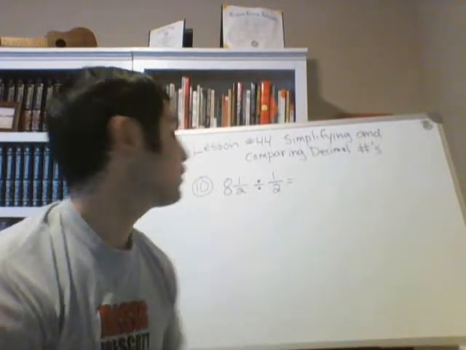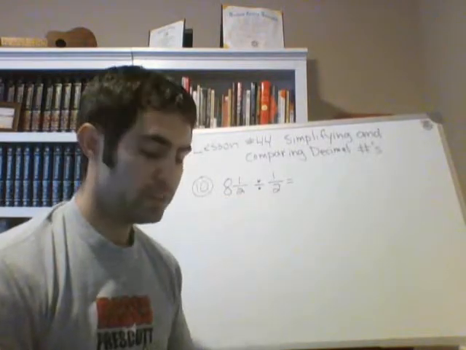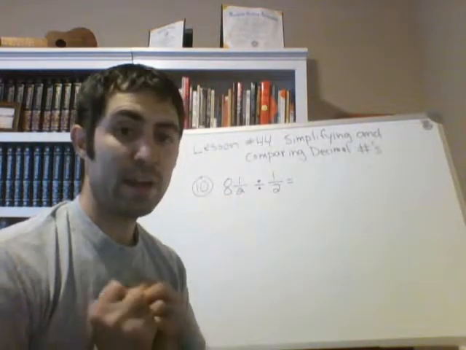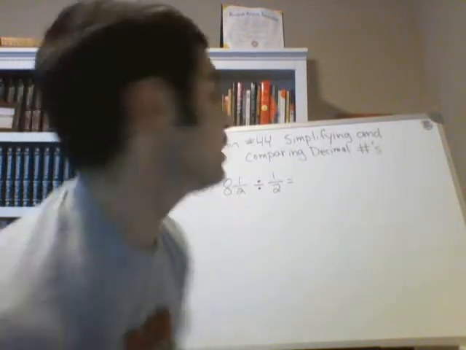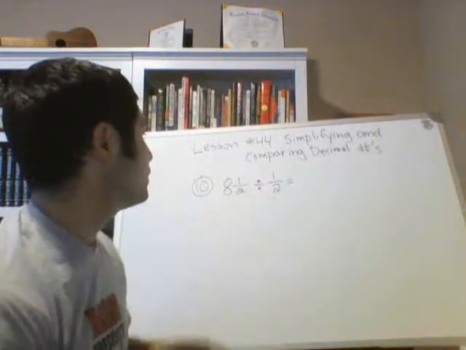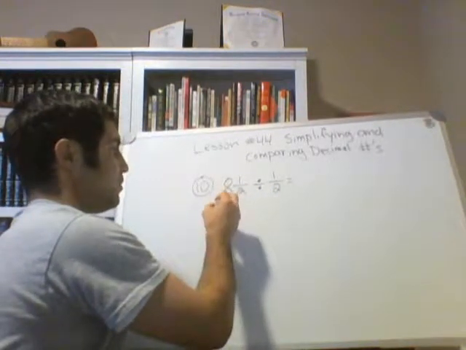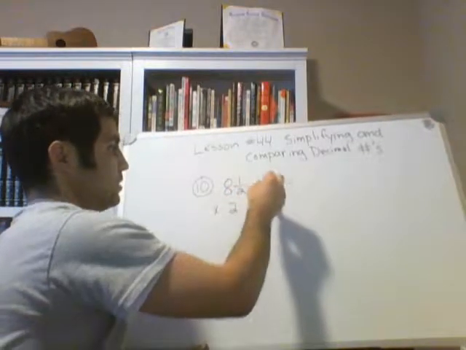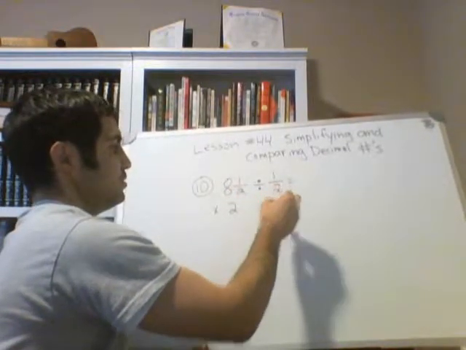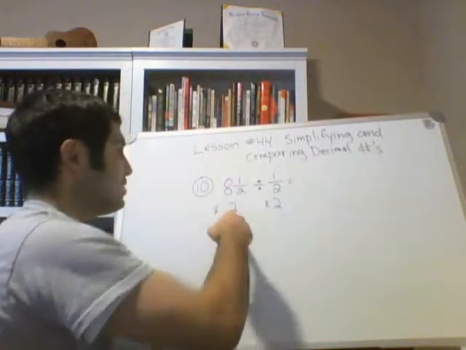Alright, last problem we're going to go over. Number 10. We got 8 1/2 divided by 1/2. Now remember a couple lessons ago, we practiced writing division problems that were equivalent. So we got 8 1/2 divided by 1/2. So what I'm going to do is I'm going to double both of these. I'm going to take 8 1/2 and multiply it by 2, and 1/2 and multiply it by 2.